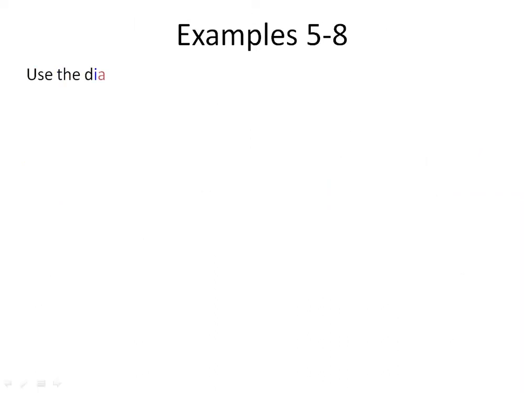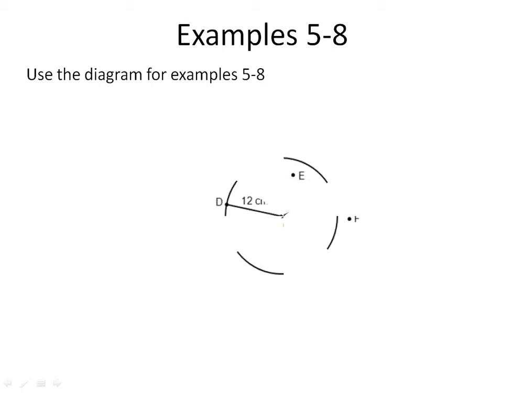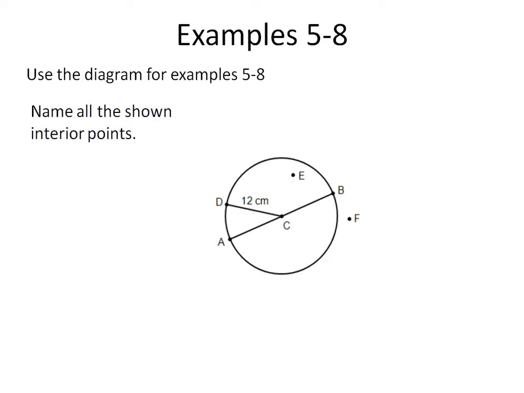Okay, so let's look at some more examples. Examples 5 through 8 are on this slide. What we have here is the same diagram we were talking about earlier. Example 5 says name all the shown interior points. There's only one point that's shown that's interior because the points A, B, and D are exterior. Well, in this case we'd actually have 2 because the point C is also there. So point C and point E. Those are the interior points shown in this diagram.